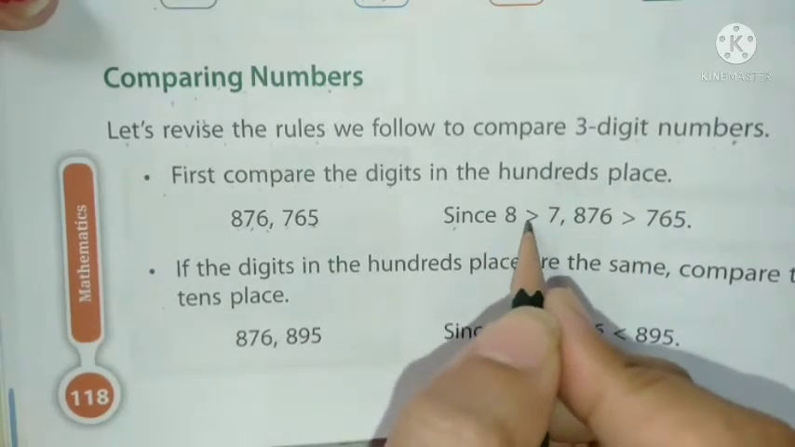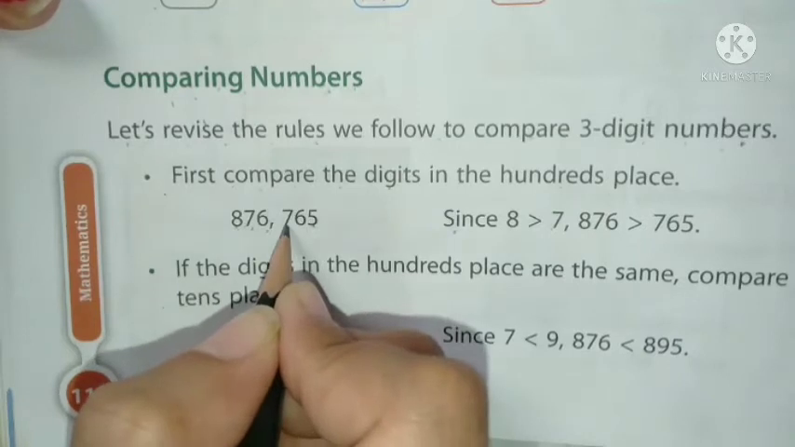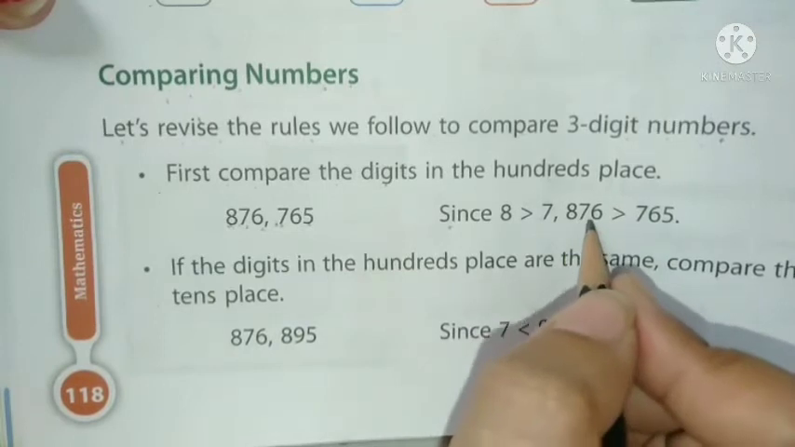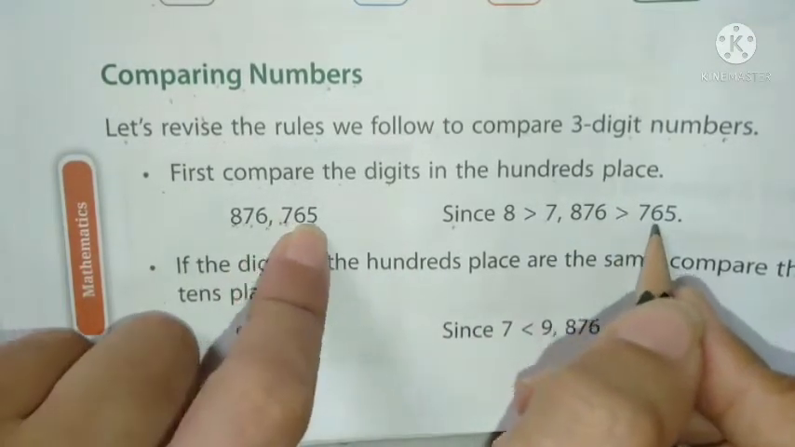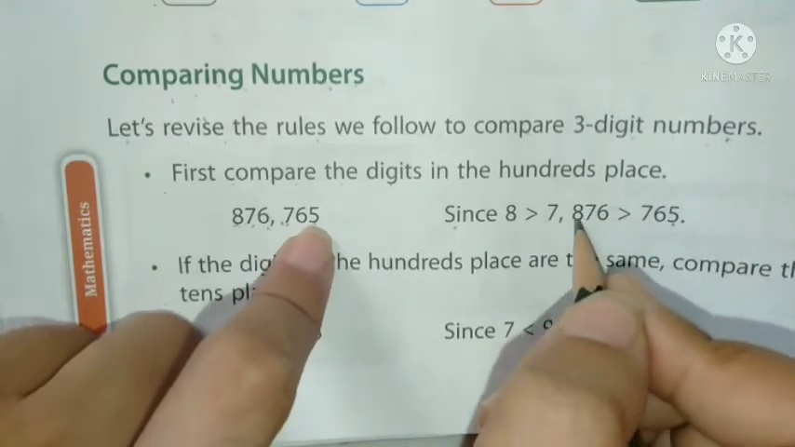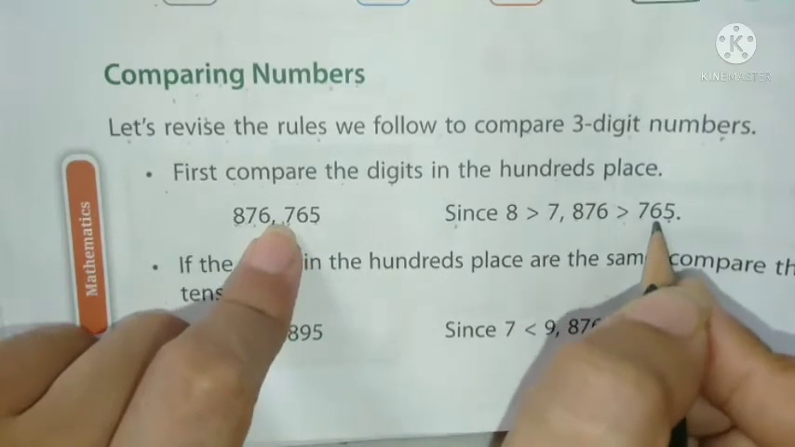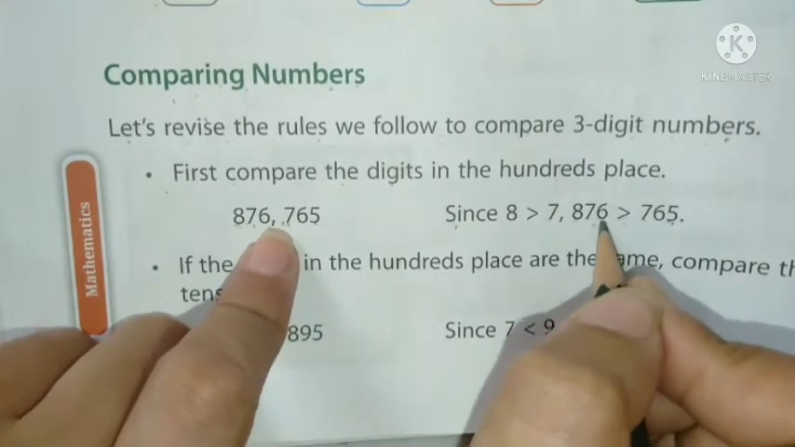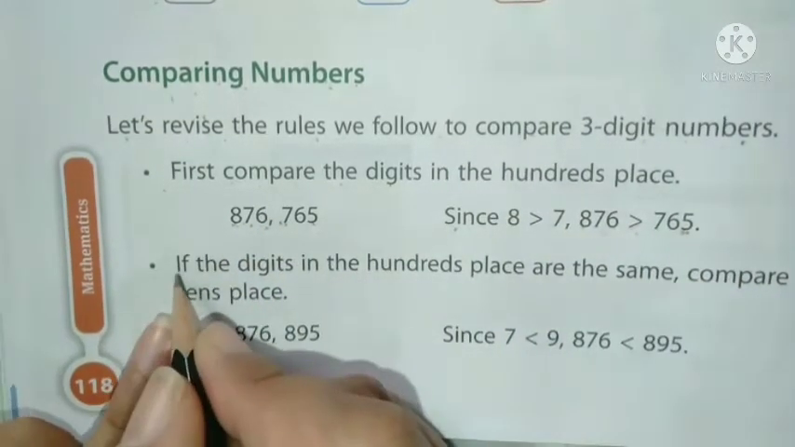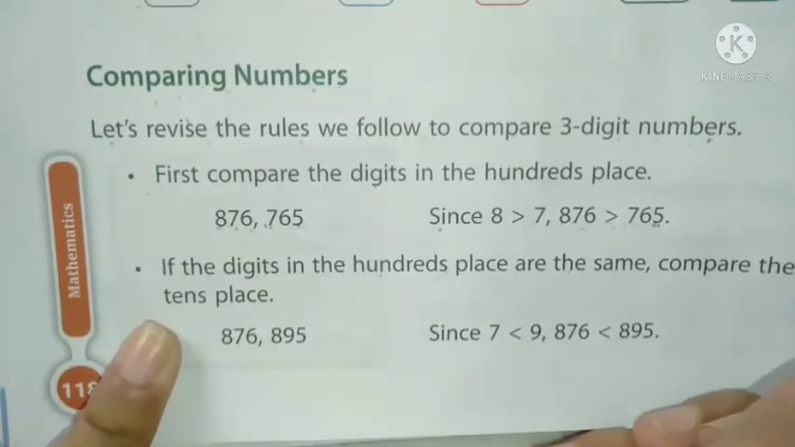Since 8 is greater than 7, here 8 is greater than 7 means यहाँ पे 8 कैसा है? 7 से बड़ा है. So 876 is greater than 765. So this is the symbol of greater than. So 876 is greater than 765. यानी 876 कैसा है? 765 से बड़ा है.